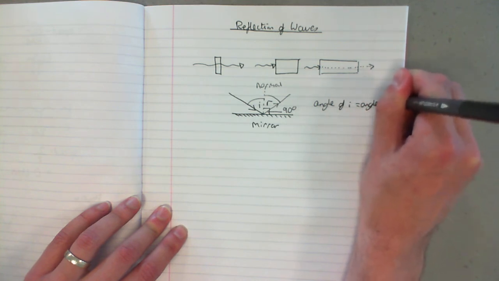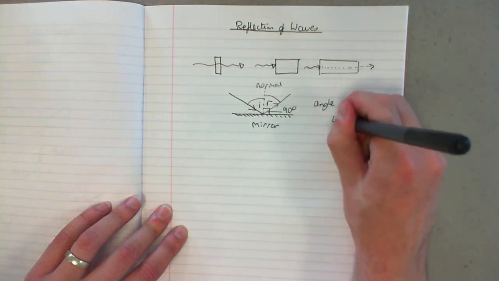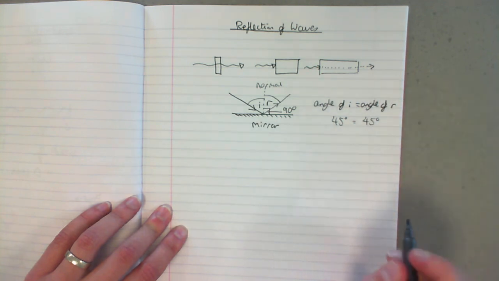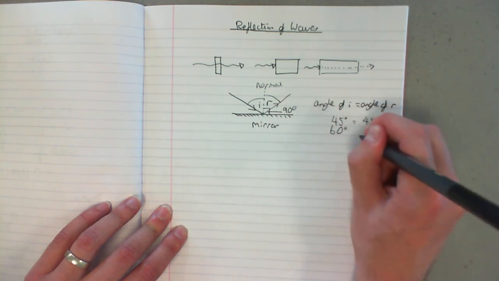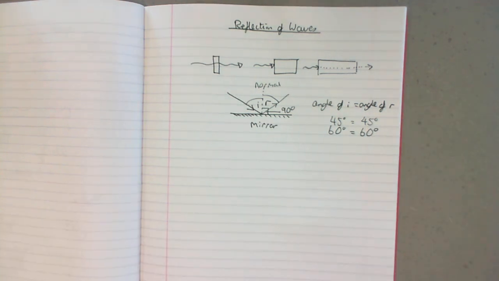equals angle of reflection. So for example, if this comes in at 45 degrees, the reflection goes off at 45 degrees. If the angle of incidence comes in at 60 degrees, the angle of reflection is 60 degrees. It stays constant.